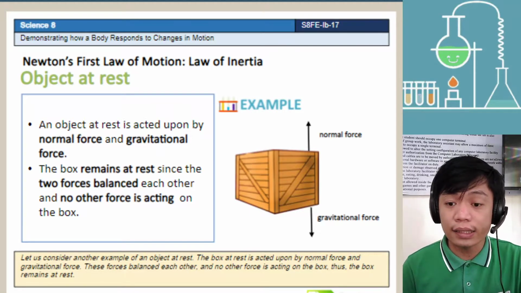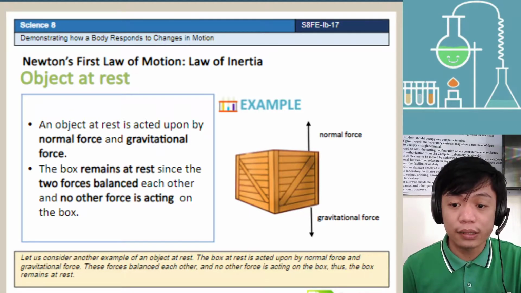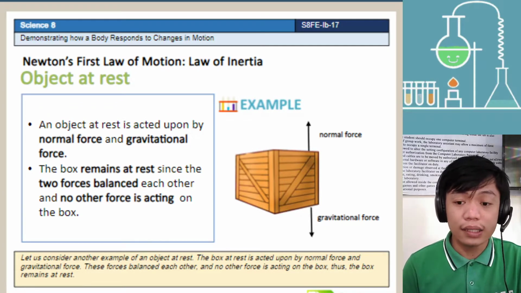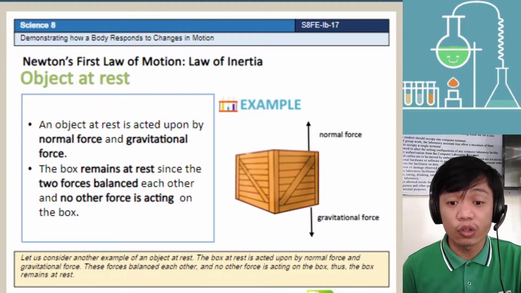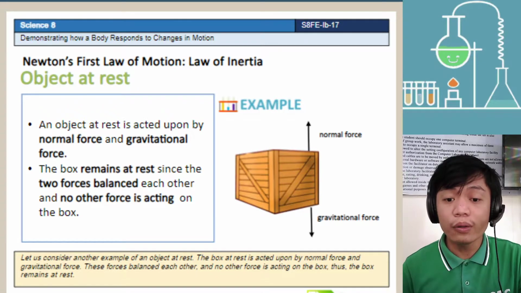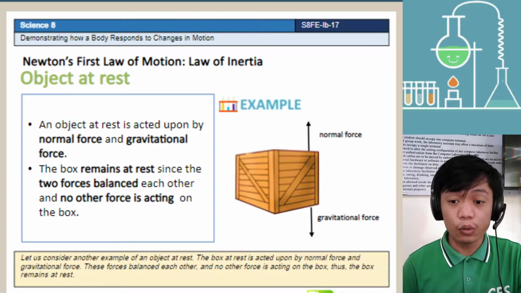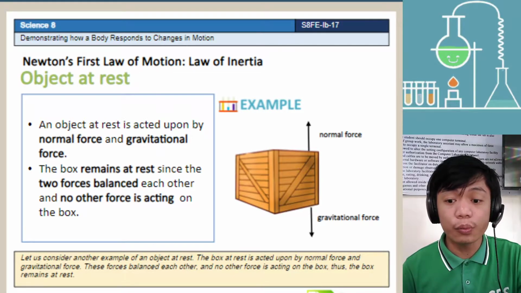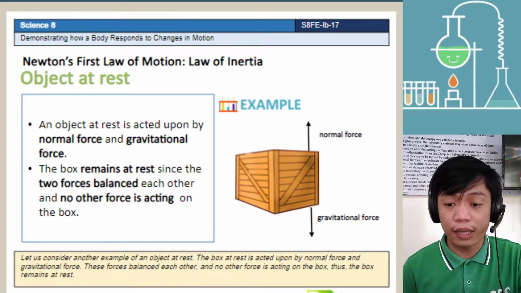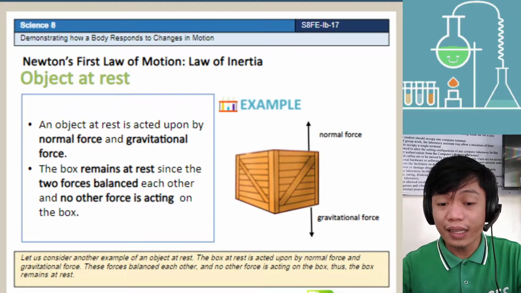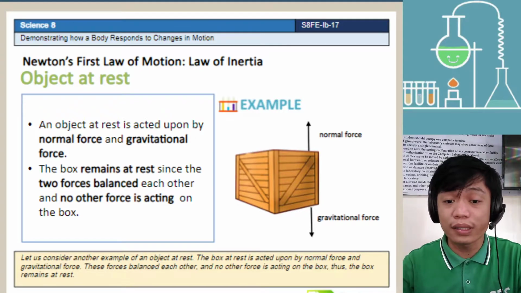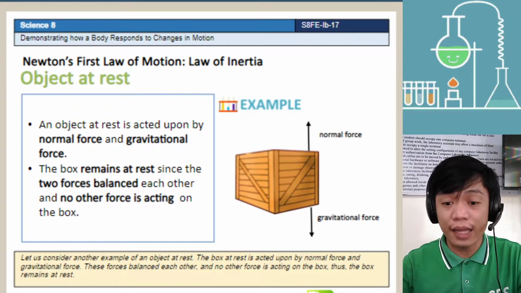So basically, class, if an object is at rest, the forces acting on it are the normal force and the gravitational force. So when we say gravitational force, it is the force that acts on an object that is just set on a specific object or surface, okay? So it is caused by gravity. So when we say normal force, it is a force that is mass dependent, okay?